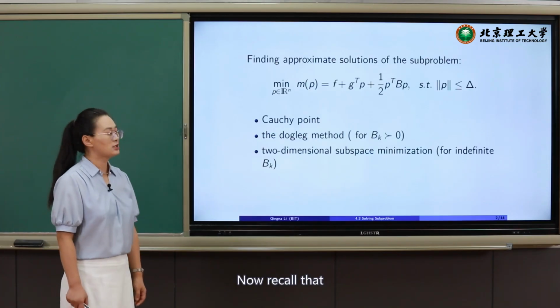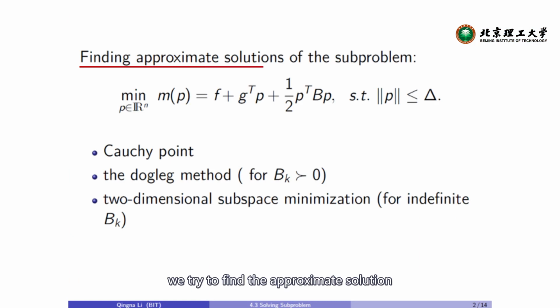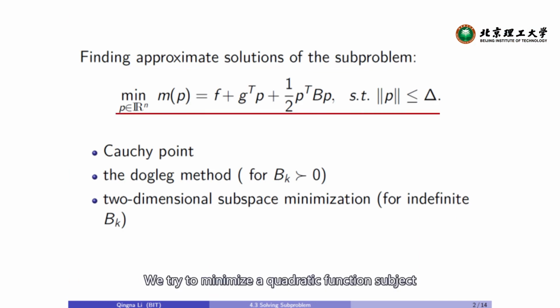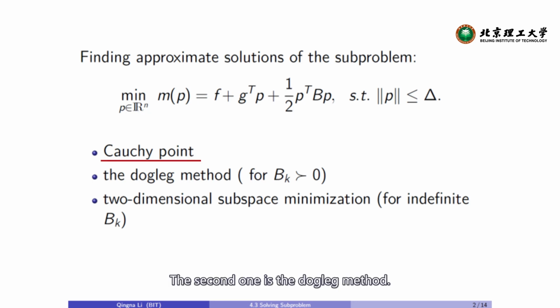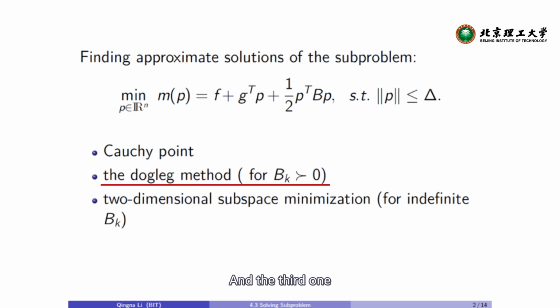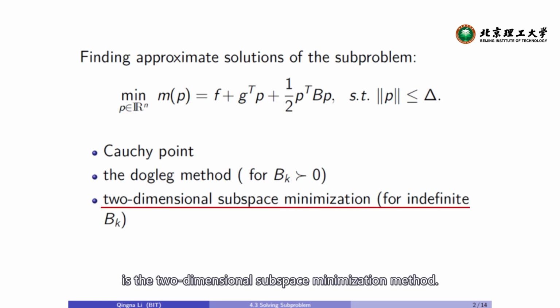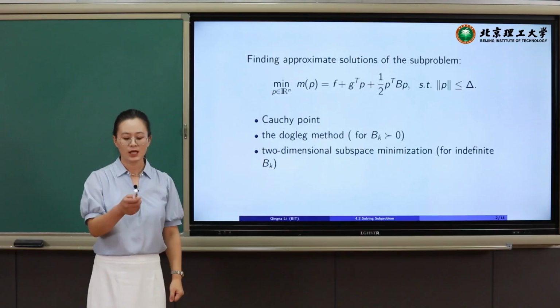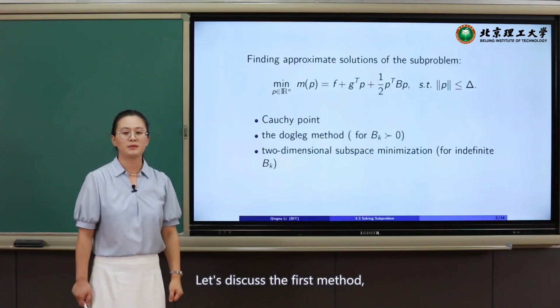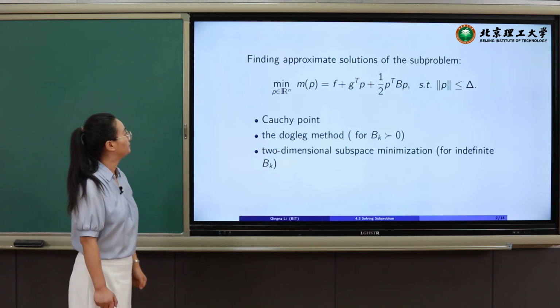Now, recall that we try to find the approximate solution for the trust region methods. So the subproblem is like this. We try to minimize a quadratic function subject to a trust region radius. Then there are three ways to do the approximate solution. One is the Cauchy point, the second one is the dogleg method, and the third one is the two-dimensional subspace minimization method. Let's discuss the first method, the Cauchy point.